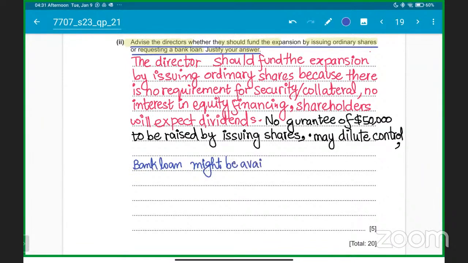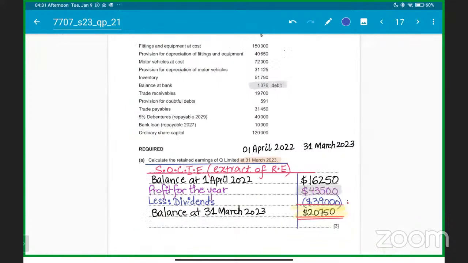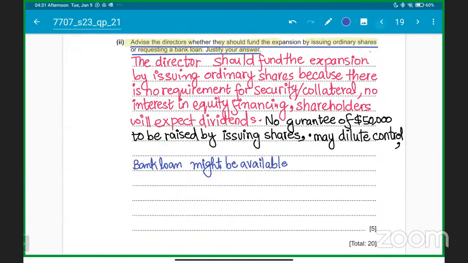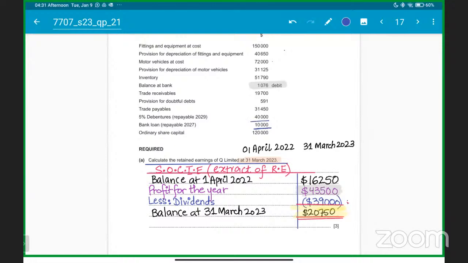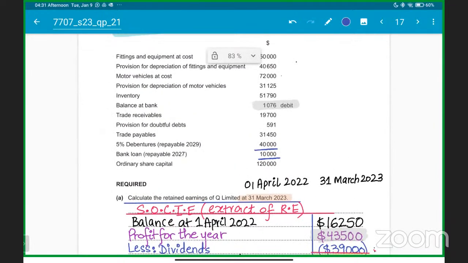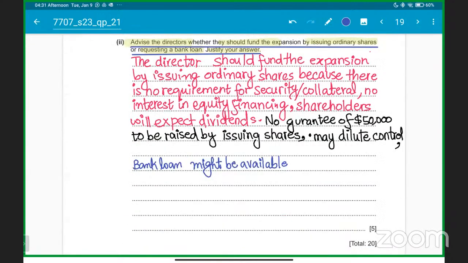Similarly, the bank might not be willing to give it because it has already given a bank loan, which has to be repaid in 2027. You can see clearly the bank has given only $10,000, while debentures gave 40,000 in non-current liabilities. That means the bank is reluctant. The bank will not finance 50,000, so the last point is that the directors should fund the expansion by issuing ordinary shares, because the bank might be reluctant, as the existing loan is only $10,000 and the director needs to raise $50,000. The better option is issuing ordinary shares. Getting it? Clear?